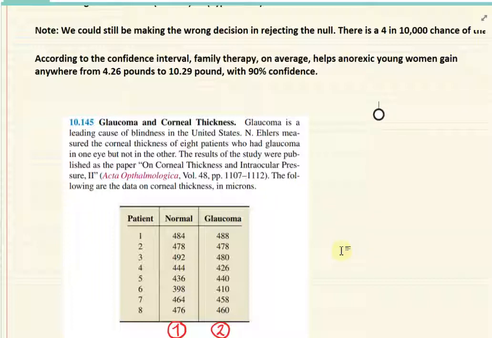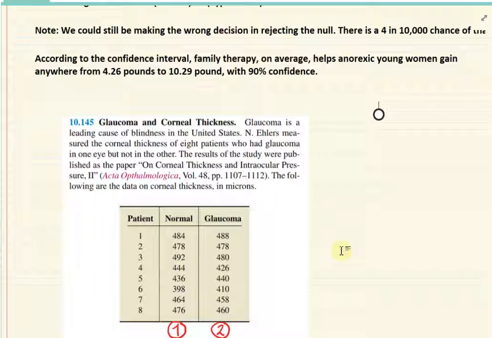So the researcher here measured the corneal thickness of 8 patients who had glaucoma in one eye but not in the other. So note, we do not have 2 independent samples. It's the same subject, the same individual, whose corneal thickness was measured in one eye and also in the other eye, the eye with glaucoma and the normal eye. So all of these subjects must have had one normal eye and one eye with glaucoma. Whether it's the right eye or left eye really doesn't matter. The direction, or which side, doesn't matter here.